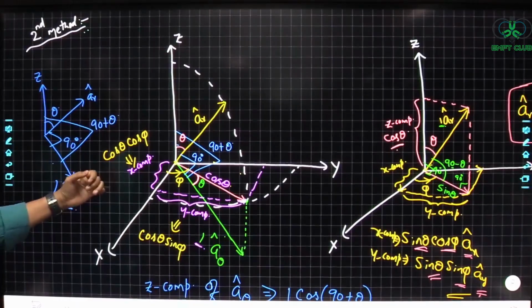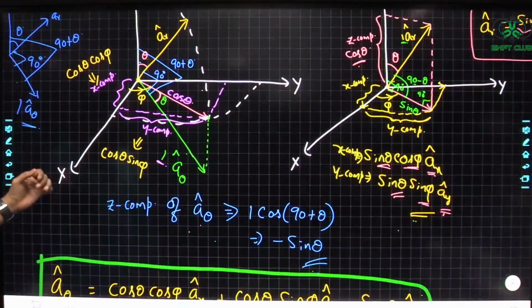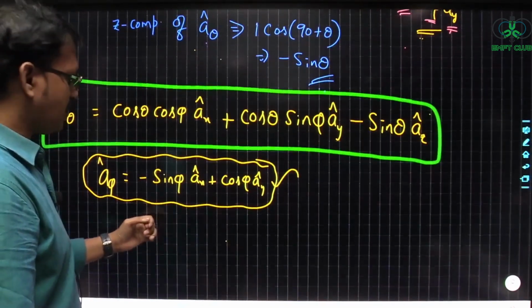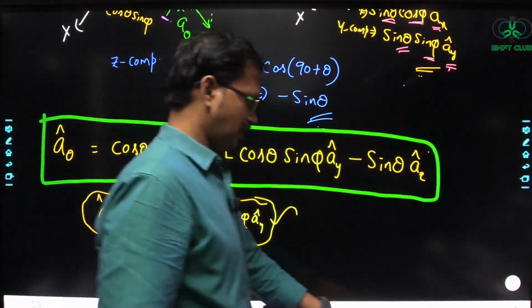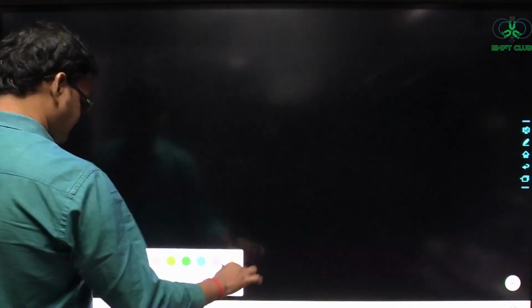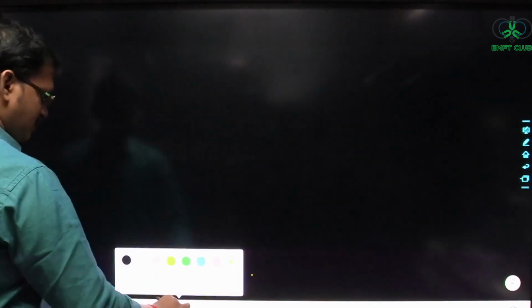Okay, so this is another way to determine what? To determine the a_r cap, a_theta cap and a_phi cap. So I hope it is crystal clear. So next, see here.